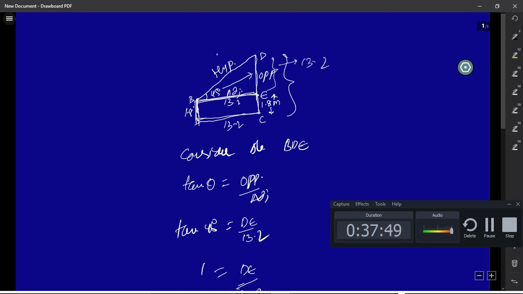The height of the palm tree should be CD, which means this much, 13.2, plus this much, 1.8. So 13.2 plus 1.8 should give you the complete height of the palm tree, right? DE, from here to here you get it as 13.2, and from here to here EC you have 1.8, so the total should give you the height of the palm tree. So the height of the palm tree is 15 meters.